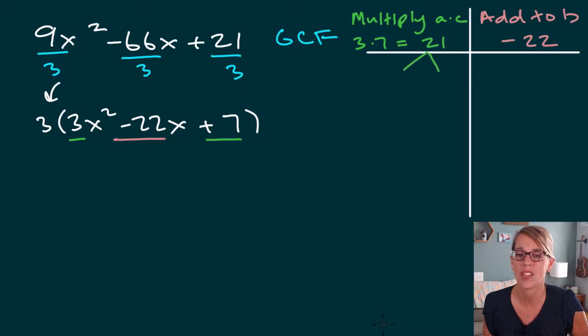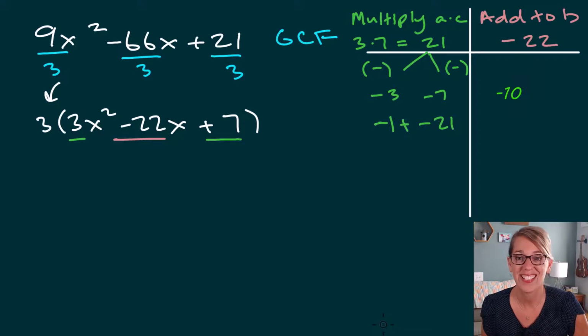Now I want pairs of numbers that multiply to be 21 and add to be negative 22. So I need both of these to be negative. Otherwise, I could only multiply 2 positives together. I'd never get there. Now I could start with negative 3 and negative 7, but if I add those two together, it's not going to work. I could also do a negative 1 and a negative 21. I add these together and I get that negative 22 that I was looking for.